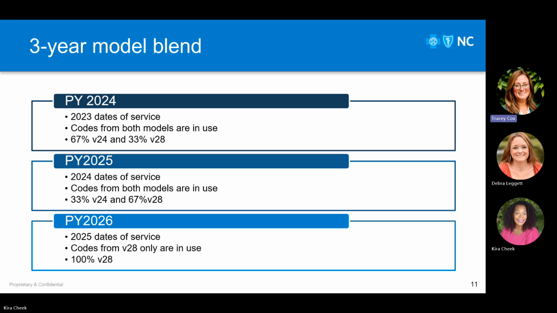Finally, payment year 2026 for dates of service from 2025 will be V28 codes only, and those coefficients will be reimbursed at 100% of their associated coefficients. During this year, your risk coding provider education and engagement team will continuously call out new codes from V28 during our correspondence with you and your team, as well as get used to seeing them and using them.